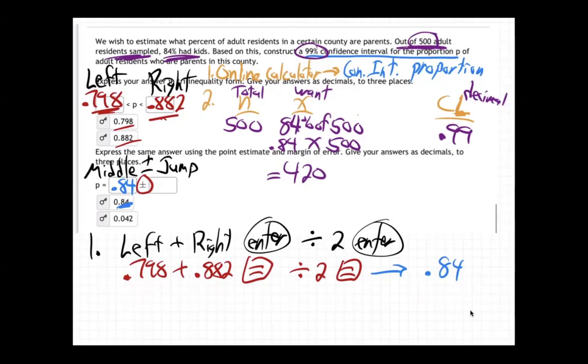That's the middle. And now once we have that, step two, we're going to find the jump number. How do we find the jump? The jump is how far it is from the middle number, take away the left number. So the middle number that we just found, take away the left number.